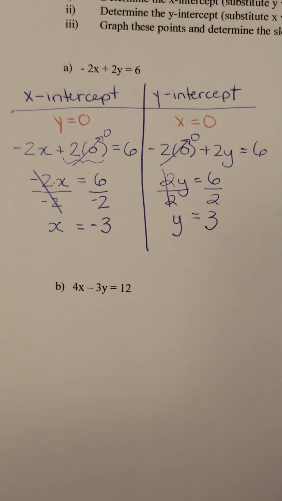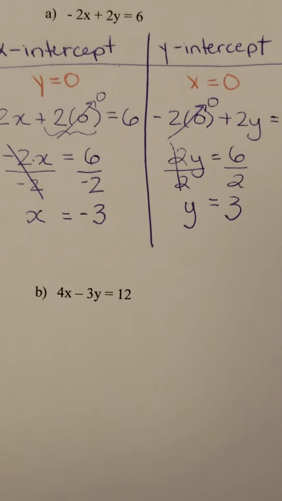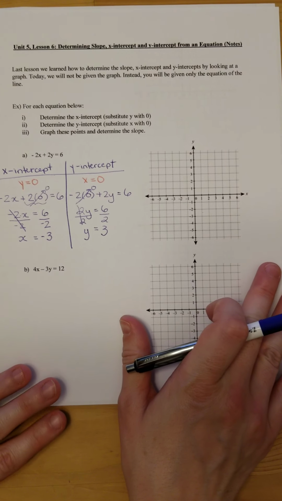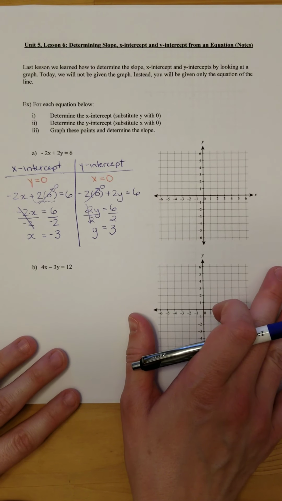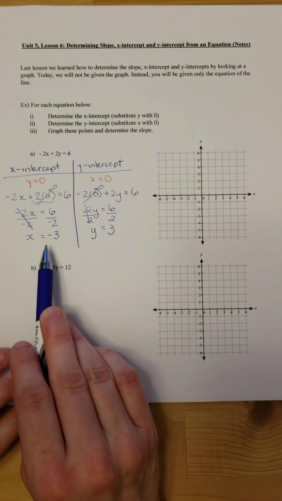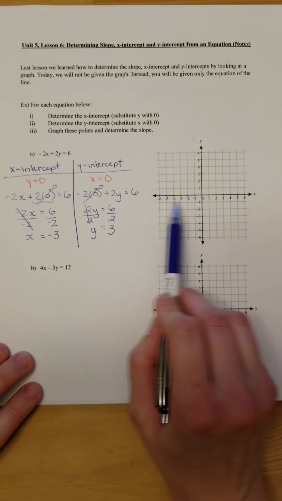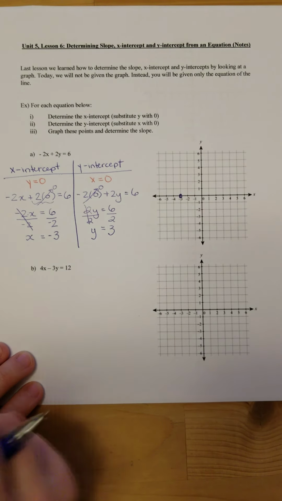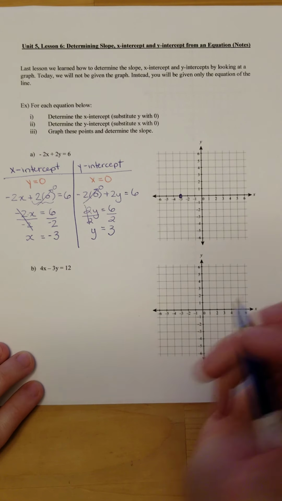Okay, so I'm going to go over to my graph now. I'm going to zoom back out and we're going to draw this to be able to determine our slope. So my x-intercept is negative 3. On the x-axis, I find negative 3 and I put a point there. Then my y-intercept is positive 3.